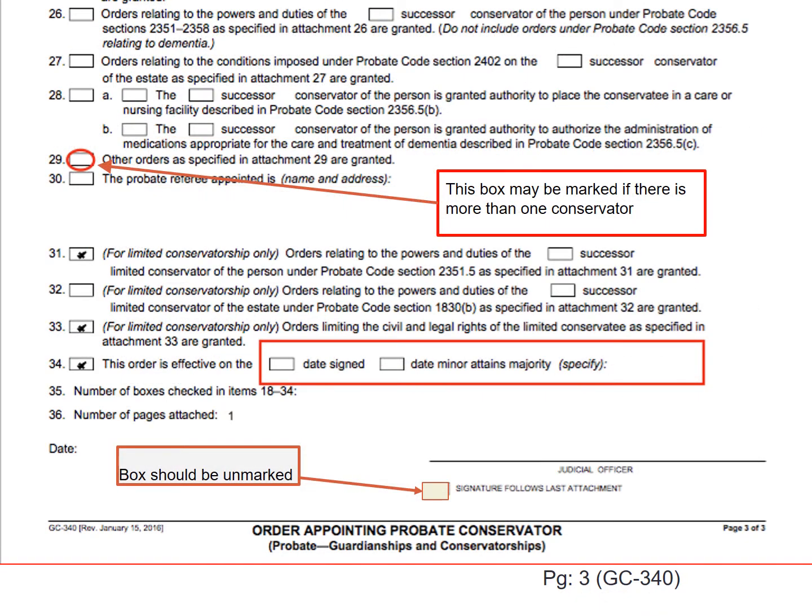At the bottom of page 3 of Form GC-340, check box 29 if there is more than one conservator. If there is only one conservator, then leave box 29 blank. Check the boxes at items 31 and 33.